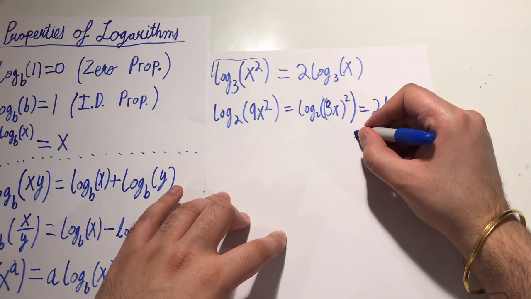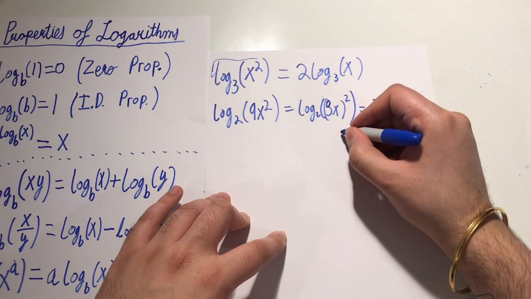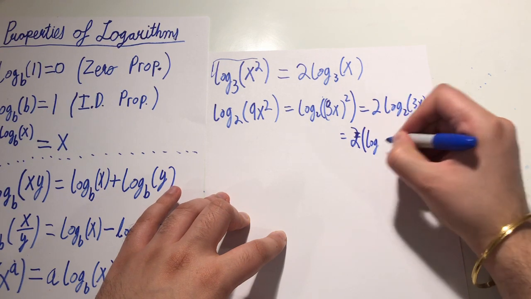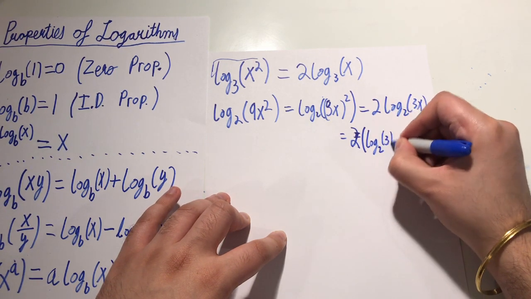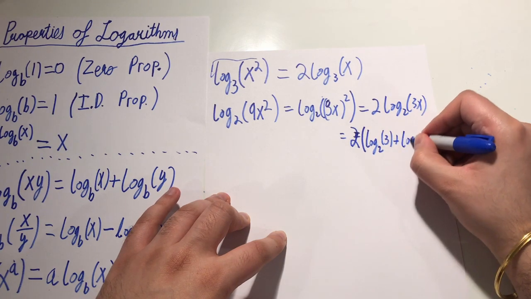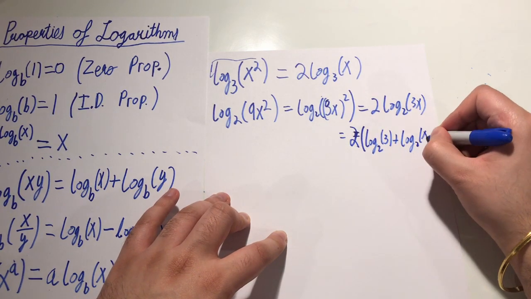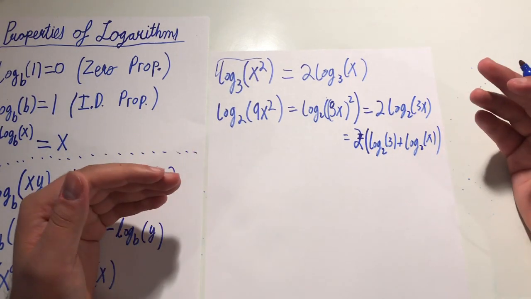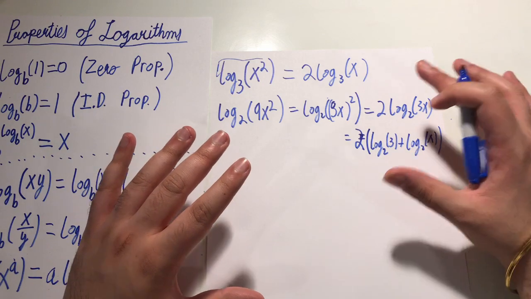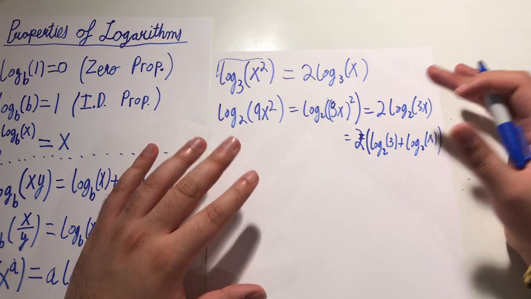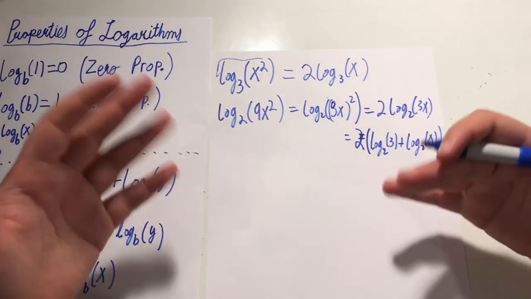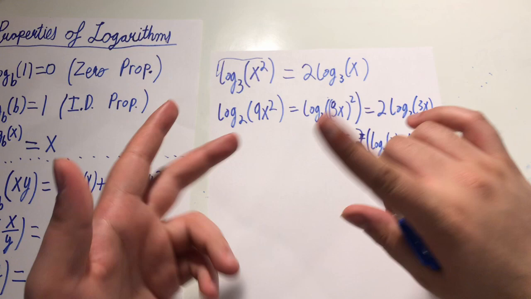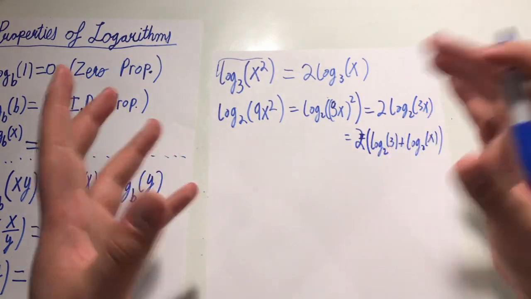There'd be a 2 here on the outside. And then I would have on the inside of the parentheses, log base 2 of 3 plus log base 2 of x. Okay, so there are a bunch of different conversions. Almost all the time, you're going to have to do multiple rules within one equation. You'll see, oh, I can do product rule and power rule with this, or I can combine these in so many different ways.